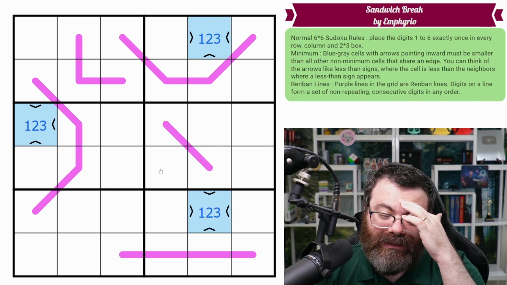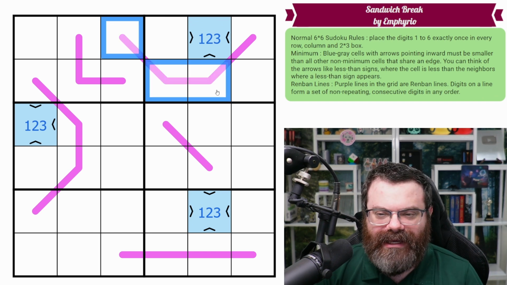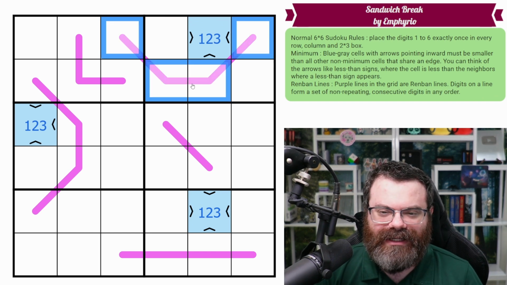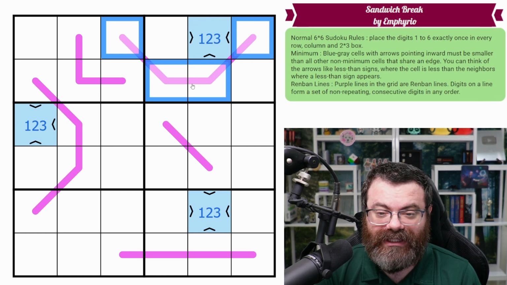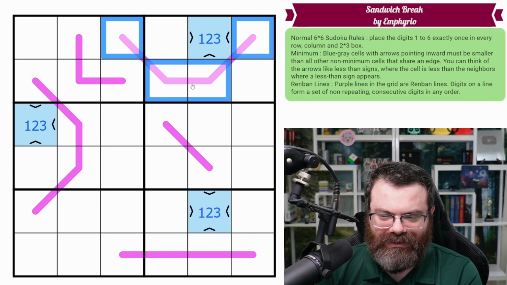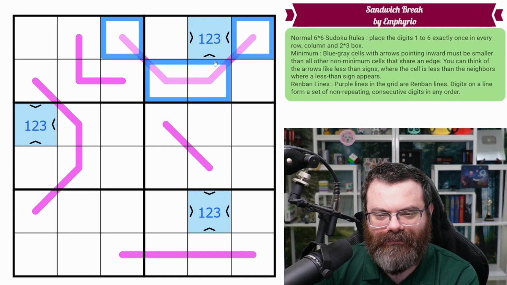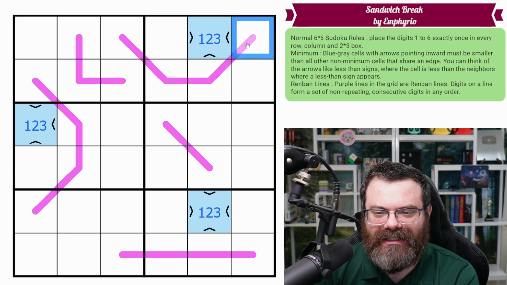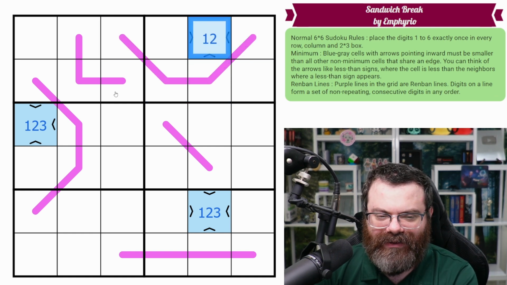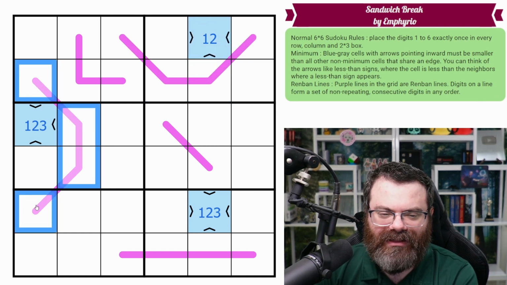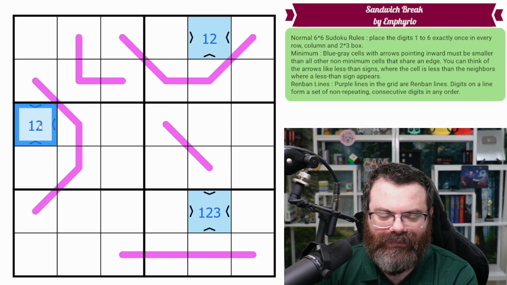All right. Now what? 4 length Renbans are interesting in 6x6 because our options are 1, 2, 3, 4, 2, 3, 4, 5, or 3, 4, 5, 6, which means 3 and 4 are always present, right? So these have a 3 and a 4 on them. Now this cell sees every single cell of this Renban, and it's got a 3 on it. So this actually can't be a 3. Same thing here. This sees the 3 that's on the Renban, so it can't be a 3. It sees it by Sudoku, not necessarily adjacent.